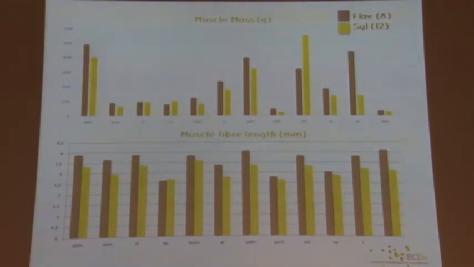And the initial data shows that there does appear to be differences in the muscle maps between the 2 species, particularly in the superior masseter, which is larger in sylvaticus, and also the temporalis posterior, which is larger in flavicollis. And the muscle fiber length is consistently longer in flavicollis, although there isn't any one particular muscle that stands out as being very different.